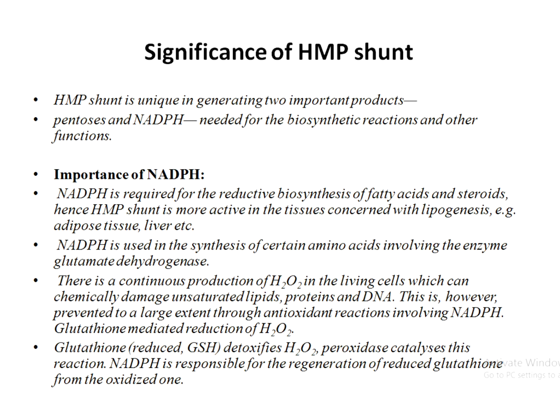They also help in the synthesis of amino acids, especially through the enzyme glutamate dehydrogenase, and they help with the continuous production of hydrogen peroxide in living cells. Because of this we can chemically damage unsaturated lipids, proteins, and DNA. And we can also prevent this to some extent through antioxidant reactions involving NADPH. One example is glutathione-mediated reduction of hydrogen peroxide.